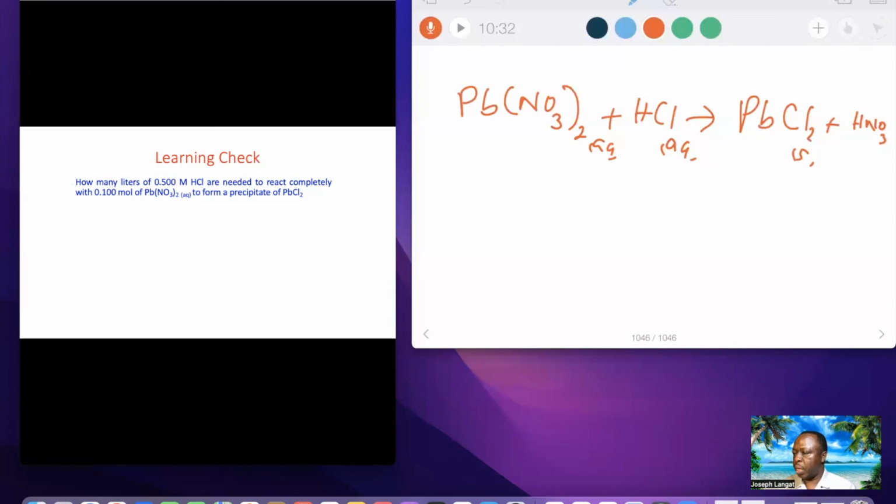The point here is, in titration, is the equation balanced first of all? No, we need to balance the equation, which means we need a 2 there. We need a 2 there. There is a 1, there is a 1. So below each reagent, we write the information given. What we know for HCl is 0.500 molar. This is the molarity of HCl. What we know here is the number of moles is 0.100.